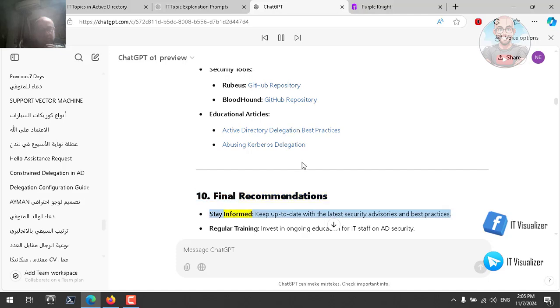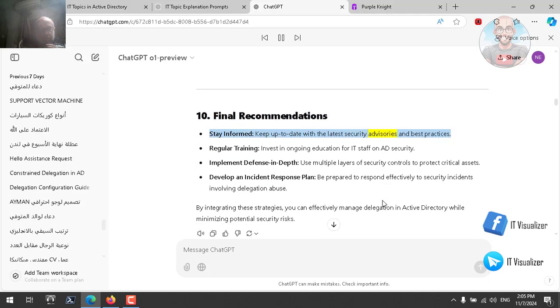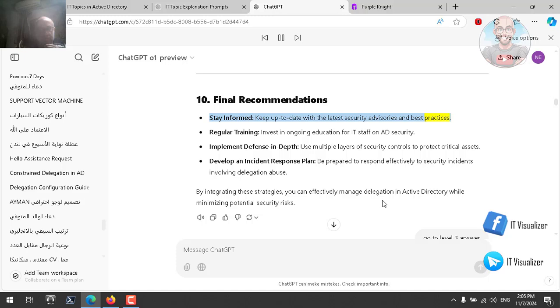10. Final recommendations. Stay informed: keep up to date with the latest security advisories and best practices. Regular training: invest in ongoing education for IT staff on AD security. Implement defense in depth: use multiple layers of security controls to protect critical assets. Develop an incident response plan: be prepared to respond effectively to security incidents involving delegation abuse. By integrating these strategies, you can effectively manage delegation in Active Directory while minimizing potential security risks.